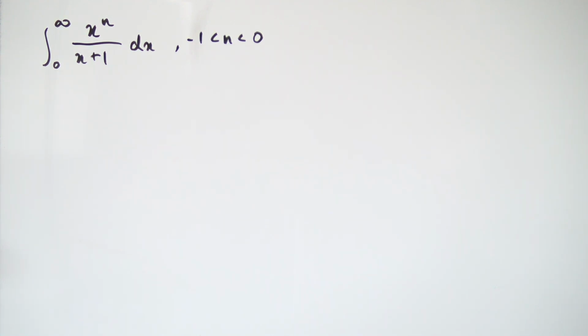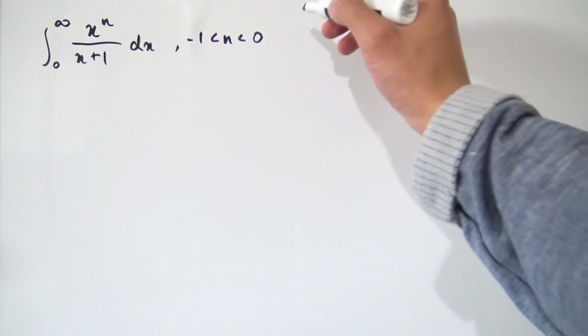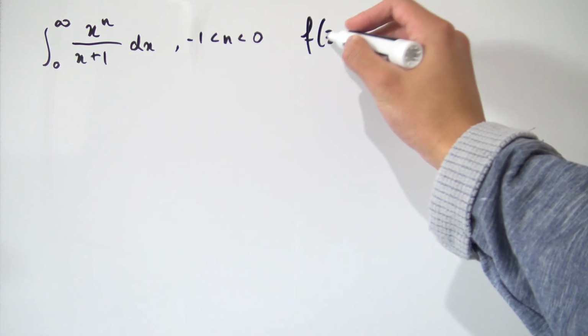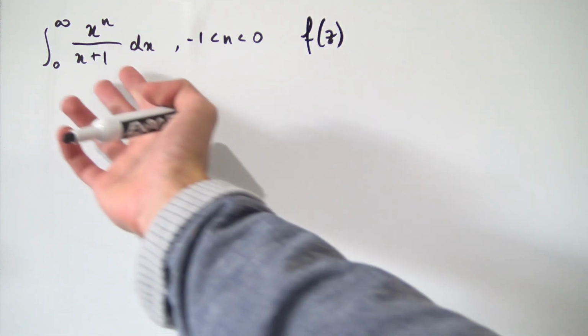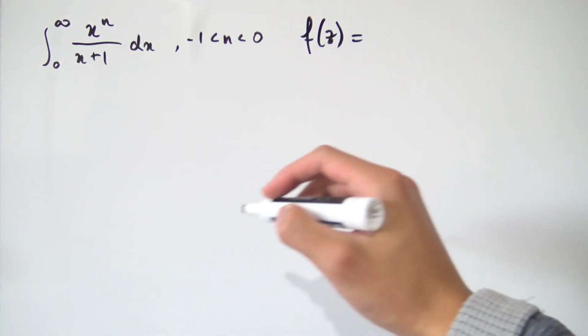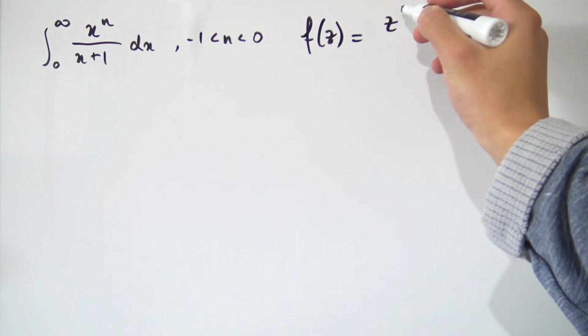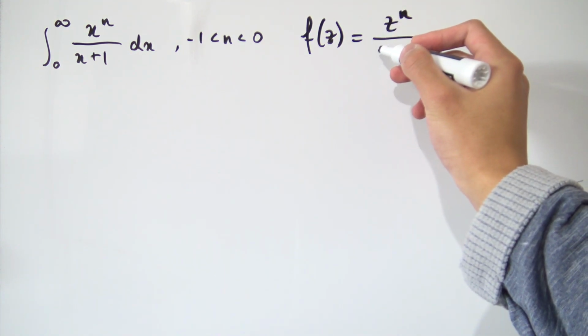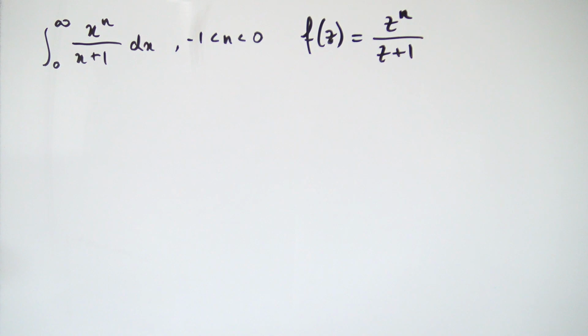So complex analysis, first of all, if we want to evaluate this integral, we want to define for ourselves a complex valued function. Let's call it f of z. And our function, we're just going to take this integrand right here and turn it into a complex function. So it's pretty much just replacing all the x's with z's. So we're going to have z to the n over z plus 1. So we're accepting complex valued inputs right now.